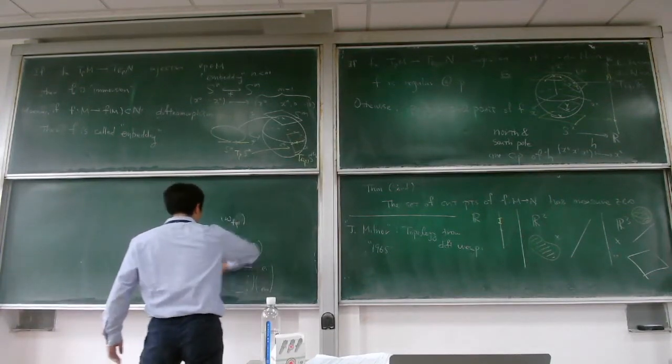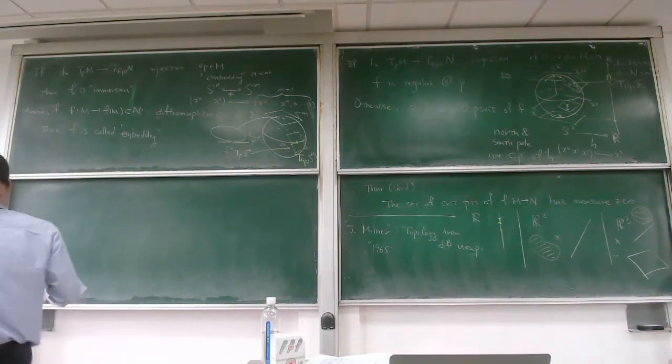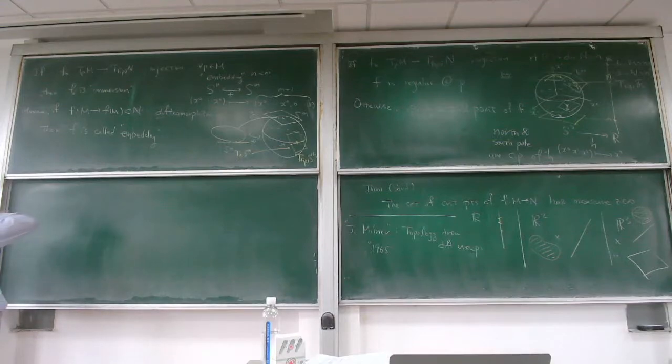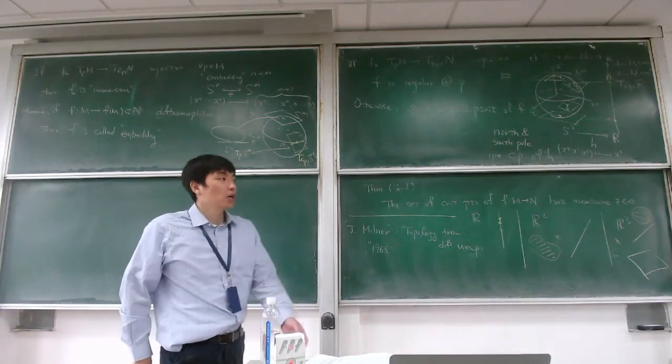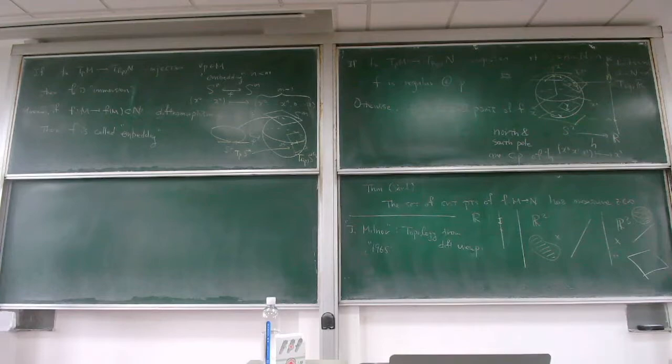We can consider the following. Let's consider another example of an embedding. Another example, S1 goes to torus T2. Another embedding. As I mentioned, torus is a rectangle with identified edges.